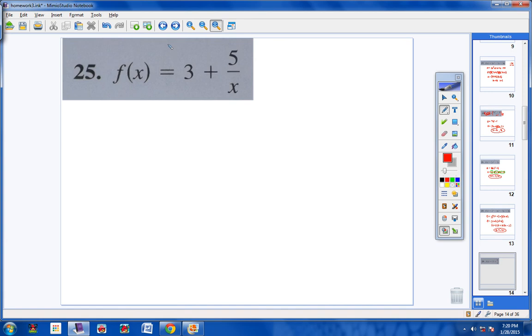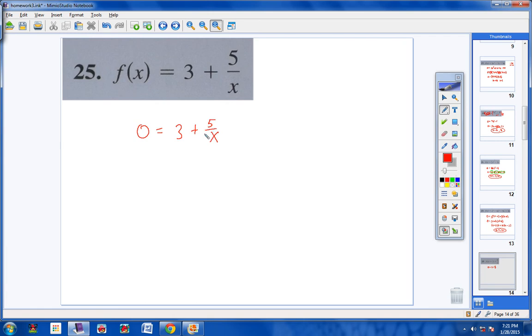Okay, moving on to numbers 25 through 29. The directions say to find the zeros of the function analytically. Verify your results graphically, okay? So here we go. Same thing again. I'm going to put a 0 here. And now I'm going to have 3 plus 5 over x.